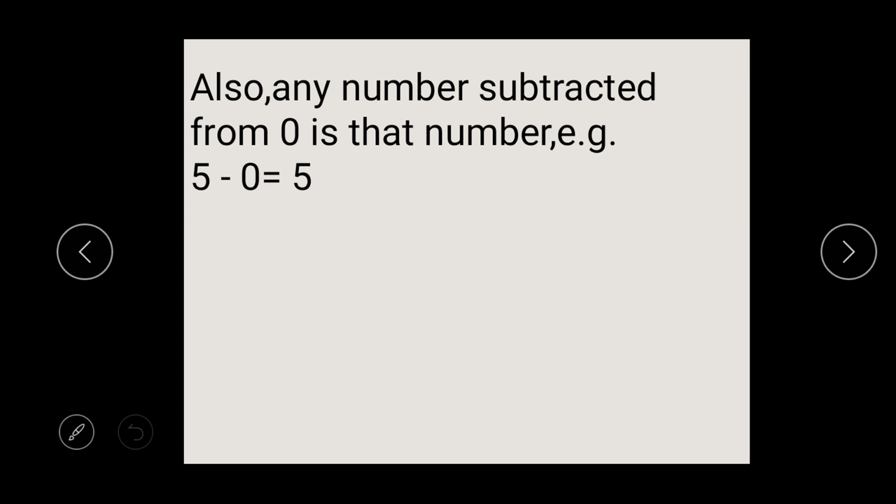Another thing about subtraction is any number subtracted from 0 is that same number. 5 minus 0, that means count 5. 1, 2, 3, 4, 5. Remove nothing. 0 means nothing. So we are not removing anything. So you count the number again. 1, 2, 3, 4, 5. So we got 5. Okay? So any number minus 0 is that number.